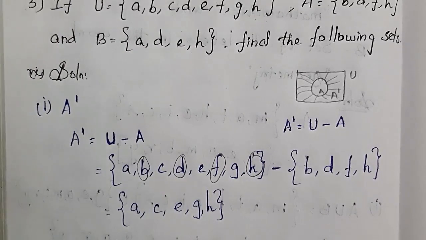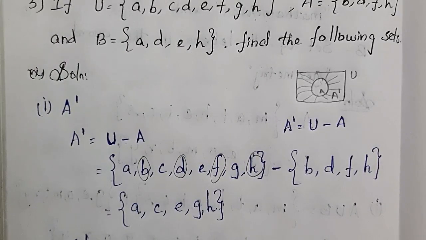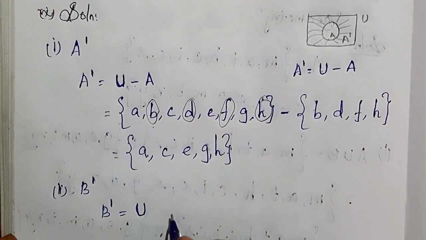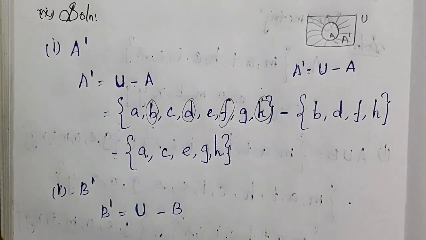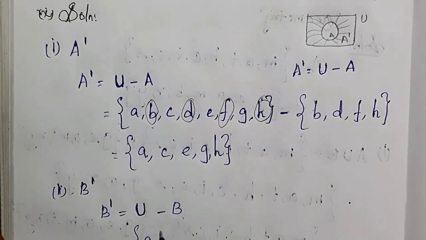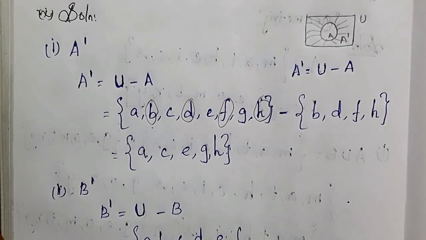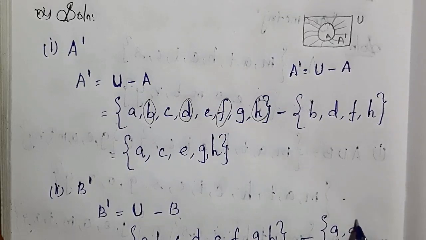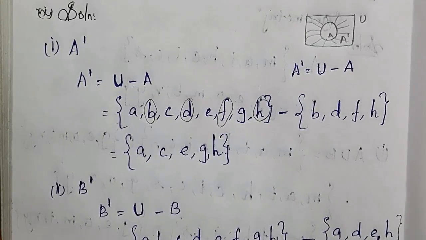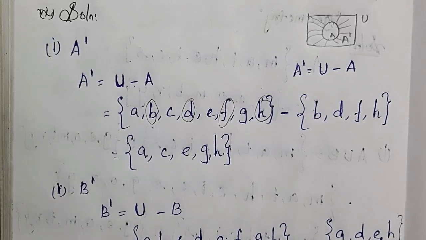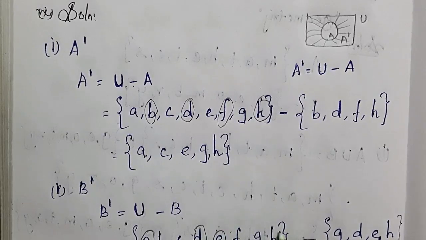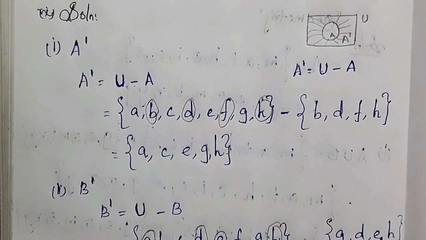So the next part is B complement. Okay. Same thing. B complement, what is the formula? B complement equal to the universal set minus the B set. The universal set is A, B, C, D, E, F, G, H. Then minus the B set, which is A, D, E, H. So remove the B elements from this universal set. This is a B element, this is a B element, this is, and this is. Let's remove the elements and write the answer.